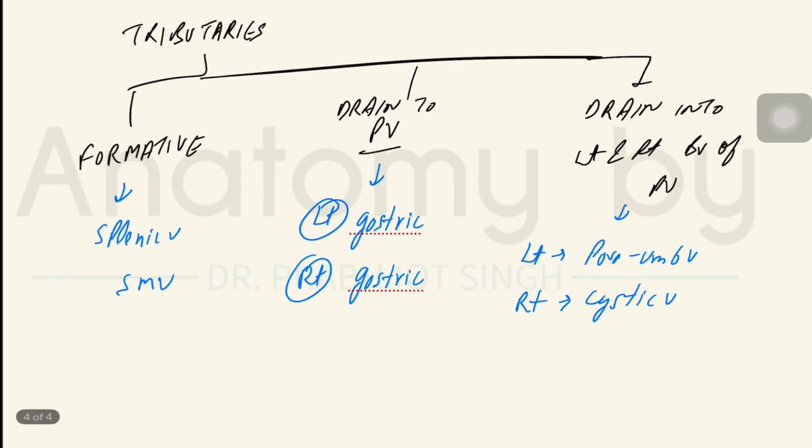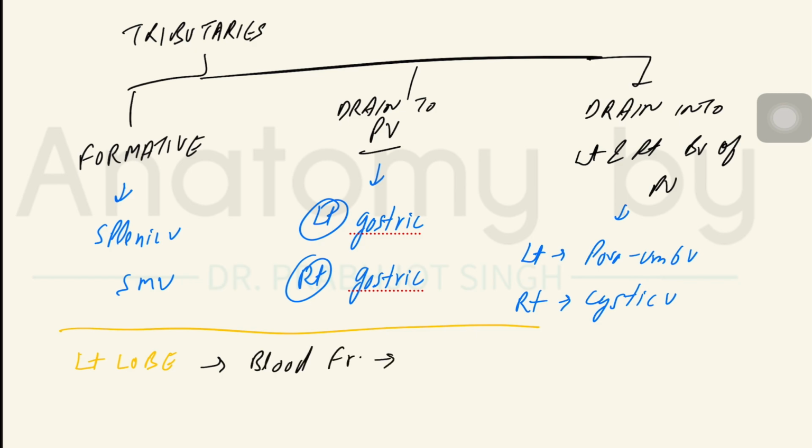So let us write this down. So left lobe receives the blood from the splenic vein and right lobe from the superior mesenteric vein. I hope this is clear.